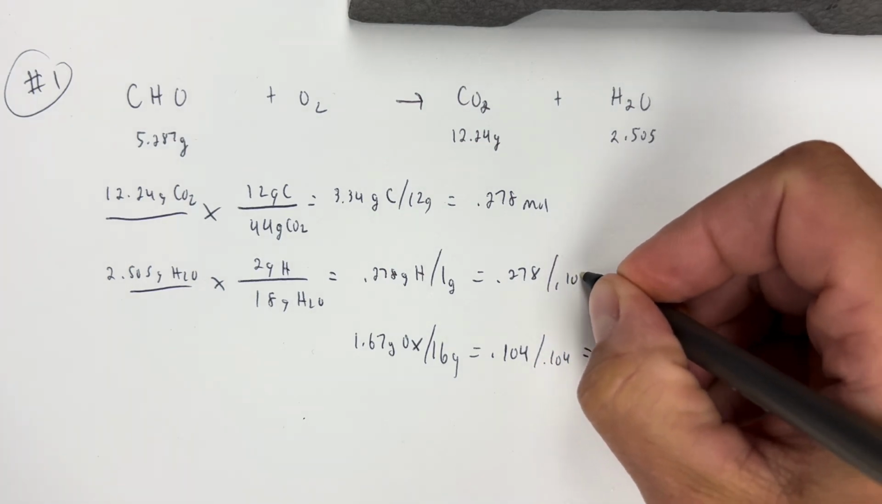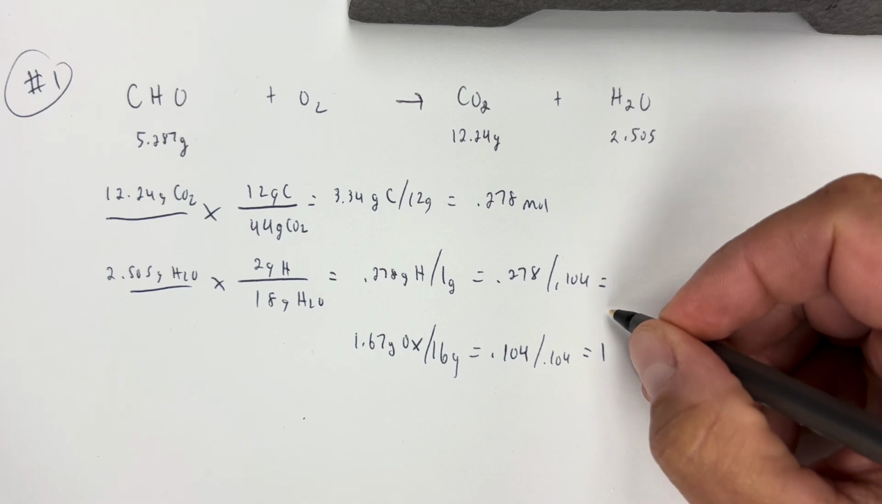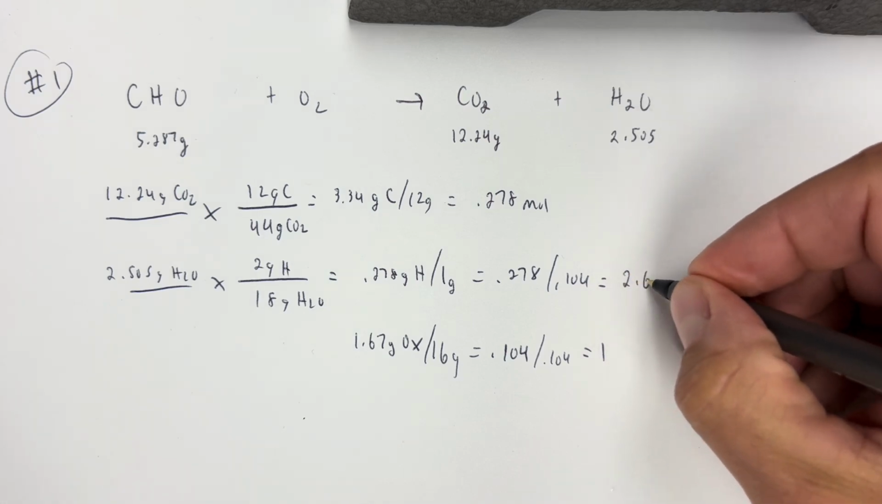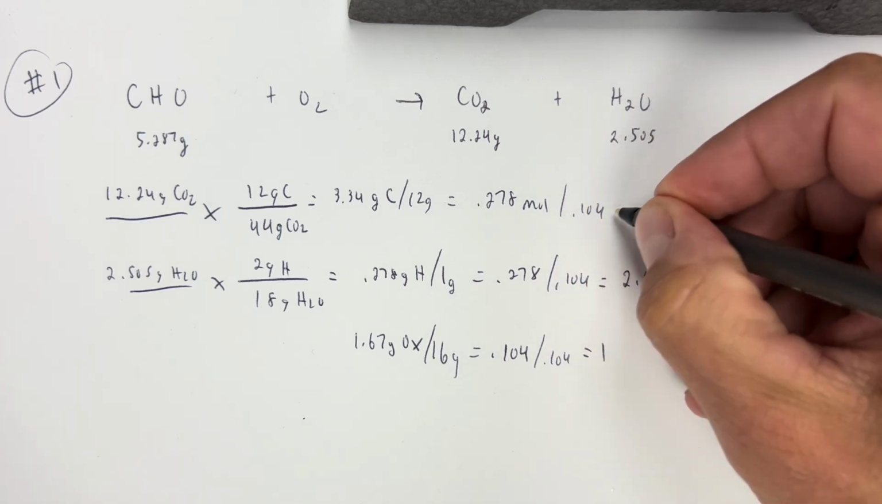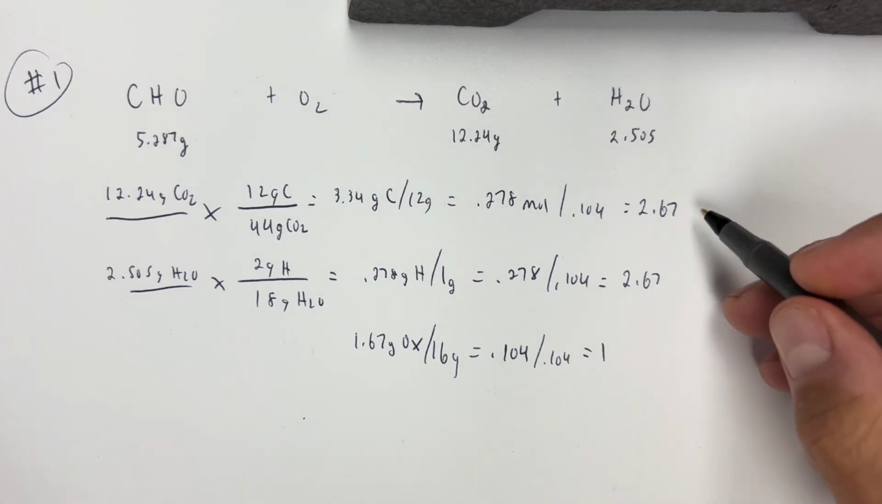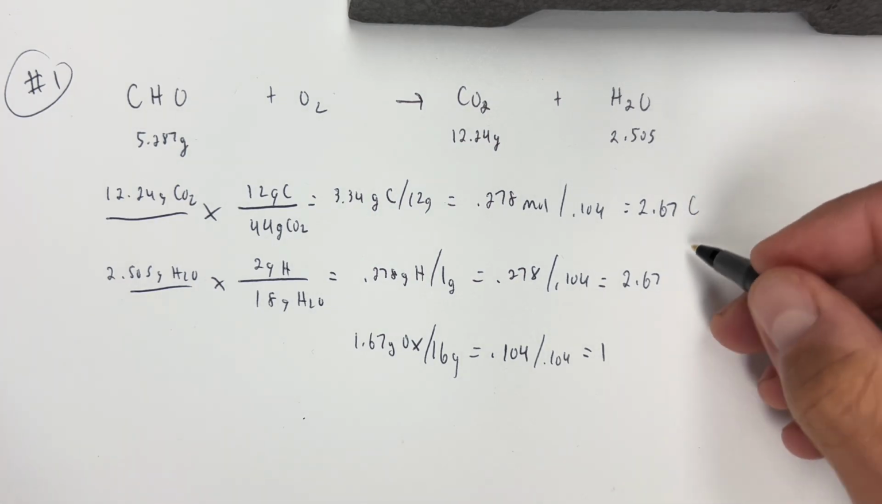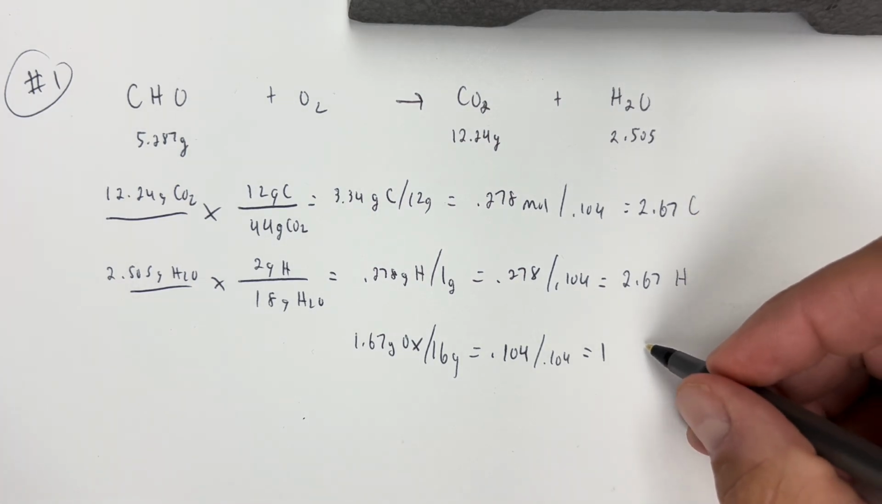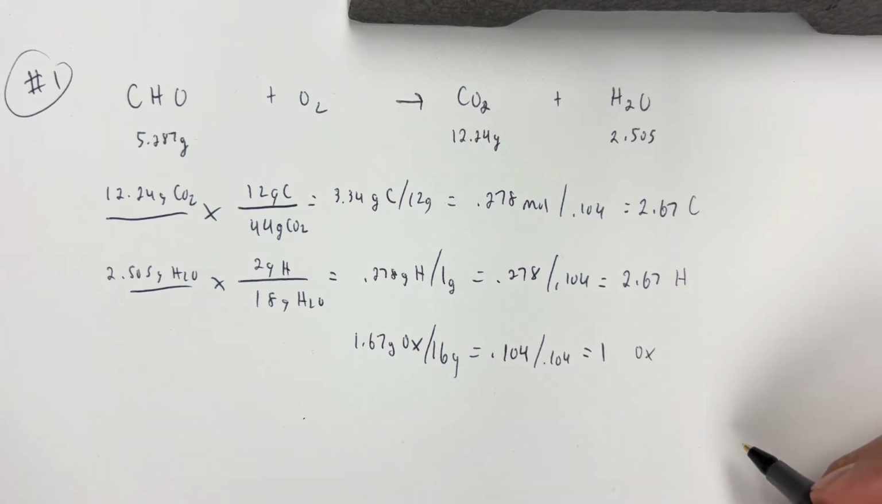Divide by 0.104 is about 2.67. And divide by 0.104, 2.67. Well, we can't write C 2.67, H 2.67, and 1 oxygen.